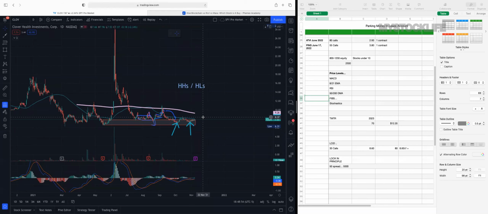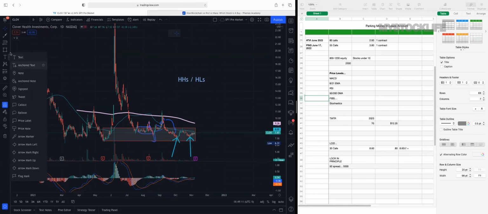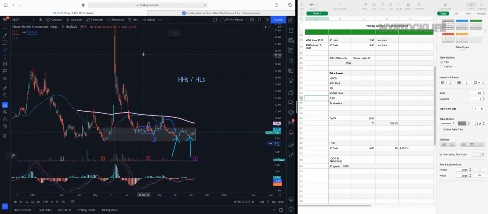Okay. All right. So Clove is making higher highs, higher lows, and as T was explaining, they do have earnings, so you want to manage your risk. But I think if it can go above these levels right here, as long as it can hold above this 8.50 mark, I think it has a lot more room to run. But again, earnings will matter.